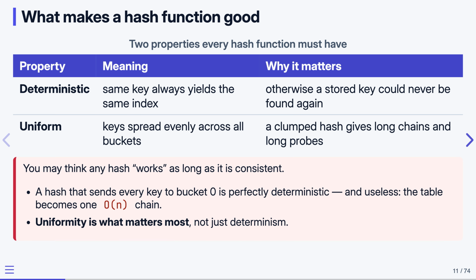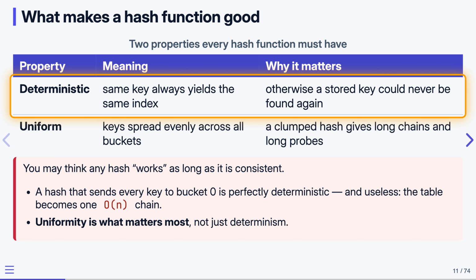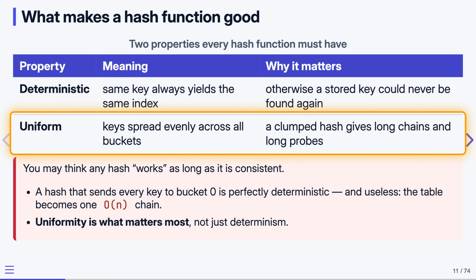Every hash function must have two properties. The first is deterministic. The same key always yields the same index. Otherwise, a stored key could never be found again. The second is uniform. Keys spread evenly across all buckets. A clumped hash gives long chains and long probes.